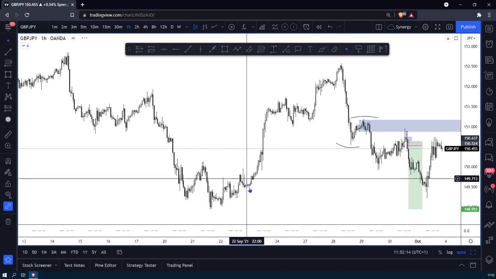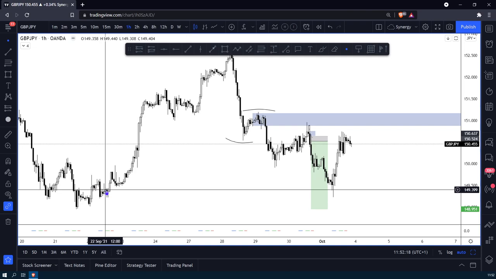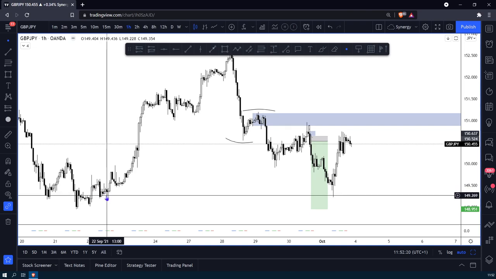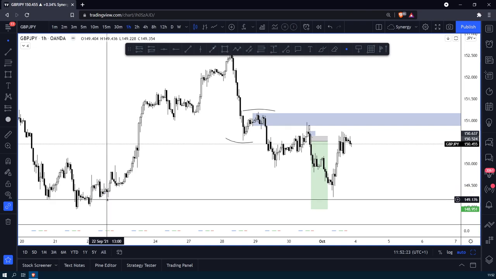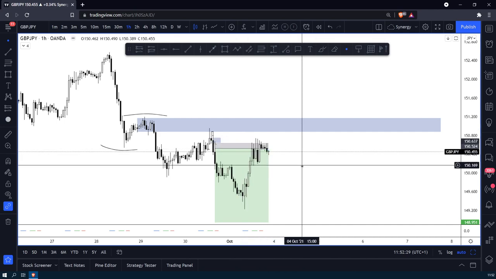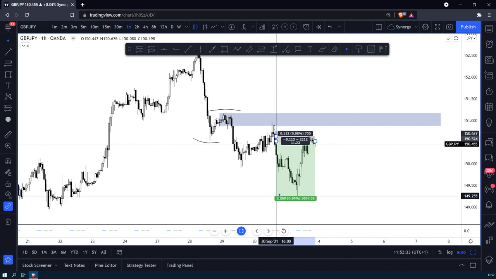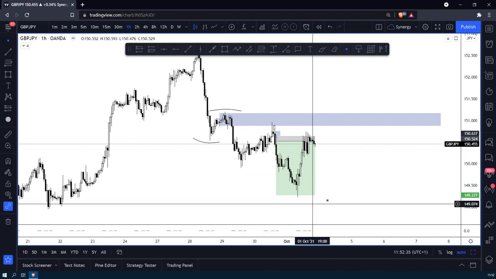You can see we didn't quite reach all the way down. We probably reacted off something in there. So this is why taking partials is key. It's never going to run all the way to your target without some sort of hiccup. So taking partials is a very important process. And in this case, we come back up to tap out break even. So initially it ran 1 to 11, 1 to 10, which is still a great risk reward.